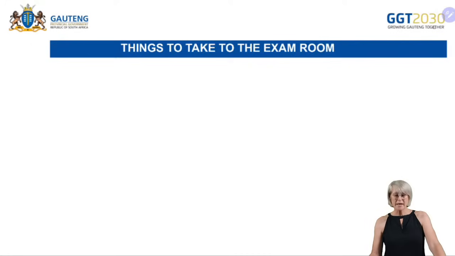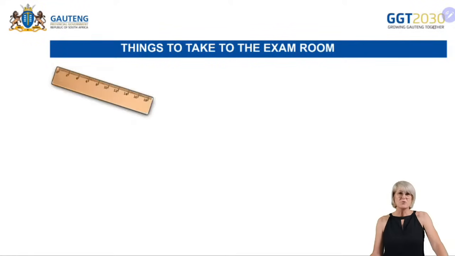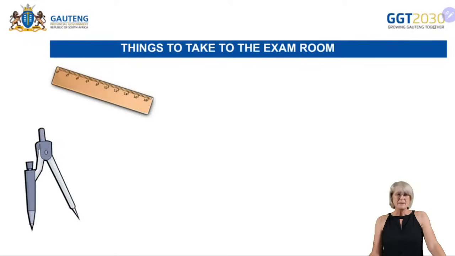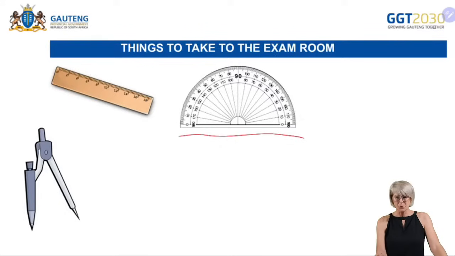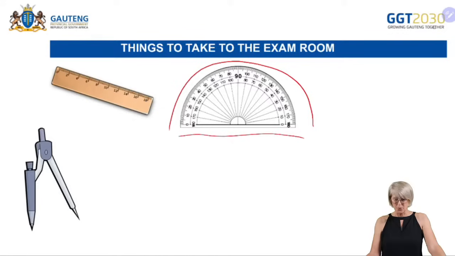Right, things to take to the exam room. Very important. The first thing is a ruler, because we've used it in several ways. The second thing is a compass to draw circles, and that is if you are asked to draw a pie chart. And very important there too is the protractor, so that we can work out the degrees of the segments that you need to draw.